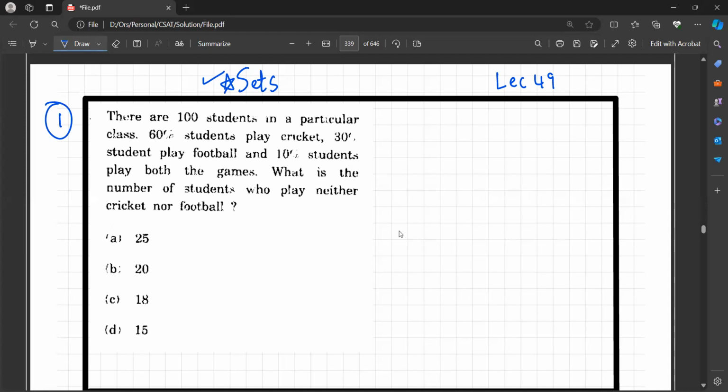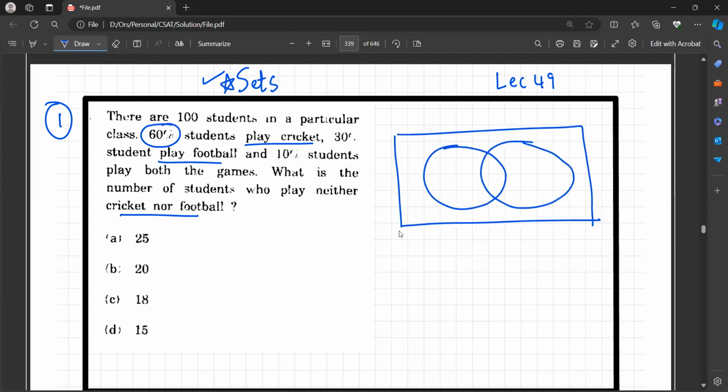In this question there are 100 students in a particular class. 60% students play cricket, 30% play football, and 10% students play both the games. What is the number of students who play neither cricket nor football? Now, if we do the Venn diagram, it will look like this. If the number of students are 100, if this is the group which plays cricket and this is the group which plays football, 10 students play both the games. That means I can write 10 here, which play cricket as well as football.